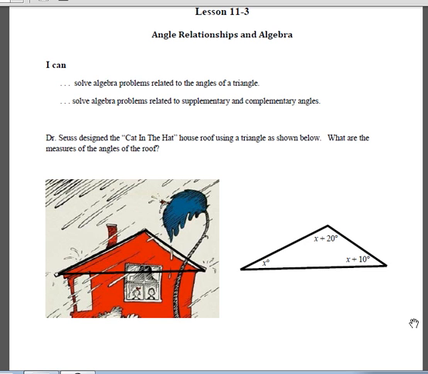Hello, welcome to the video lesson or video notes for lesson 11-3. This is angle relationships and algebra. What's that really mean? This is problem solving, my favorite thing. This begins on page 15 in your notes packet. Let's take a look at the lesson targets.